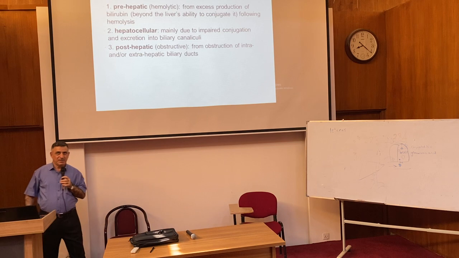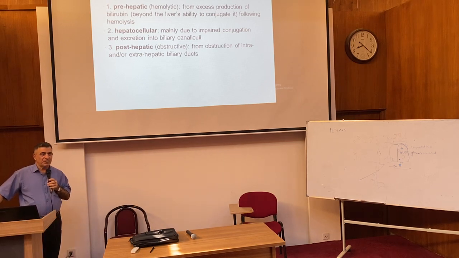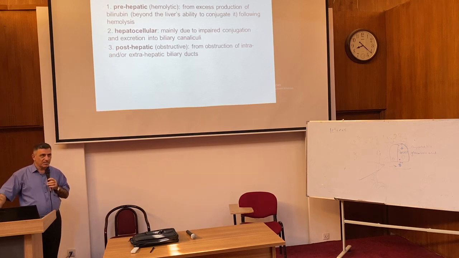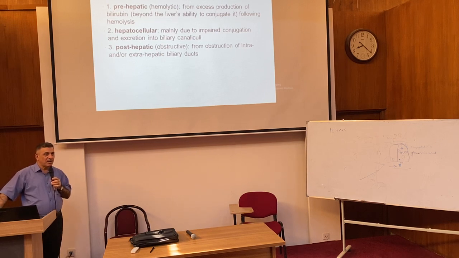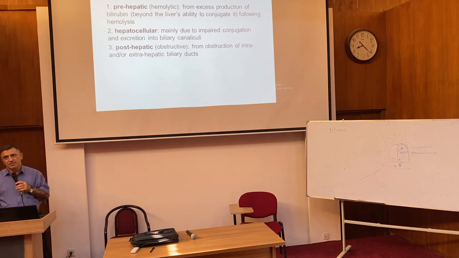Is this clear till now? Prehepatic, what could be the cause of the prehepatic? It is mainly due to hemolysis. Means we have a lot of RBC destruction at one time, more than the normal. Means the RBCs are destroyed before reaching 120 days. A large number of RBCs are destroyed before reaching their total lifespan.